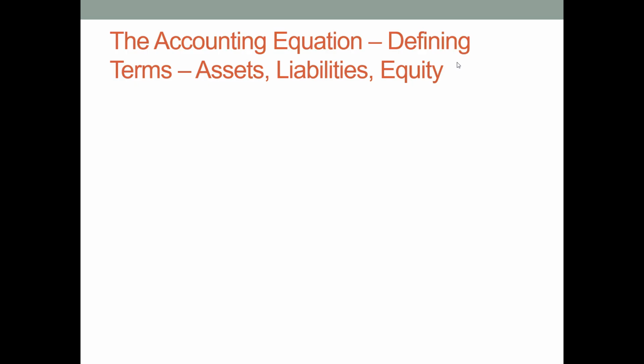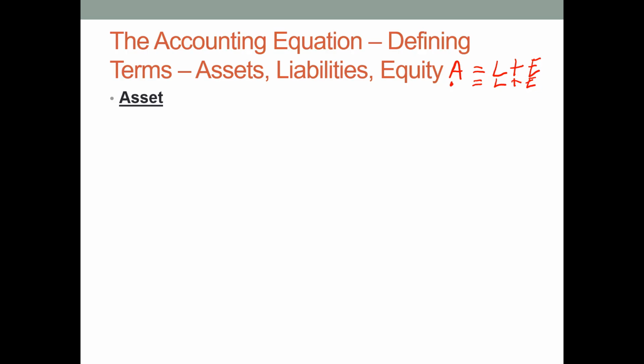So I'm just going to first write out what the accounting equation is, and we're going to define some terms, and then we're going to go back and revisit the equation and dive into more of the details. So the accounting equation is assets equals liabilities plus equity. So you can think of it as ALE, assets equals the sum of liabilities plus equity. Okay, so now let's define what these terms are.